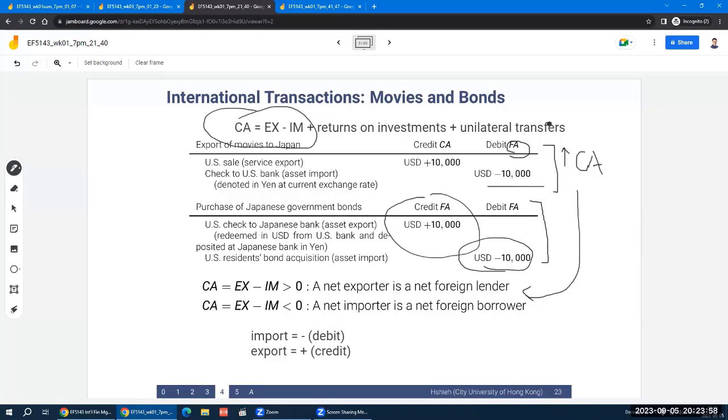So remember, balance of payments is focused on bilateral transactions. So any unilateral transfers should also impact the current account. But I omitted that, okay, just to simplify our life a little bit. And also, you should add back returns on investments, right? So in this case, again, if the bond emits interest payments, you need to add it back to the current account. But anyways, this transaction itself, however, has no impact on the current account. Okay?